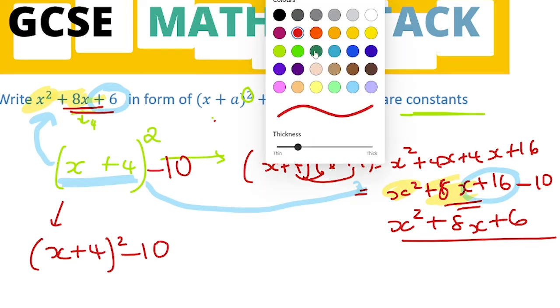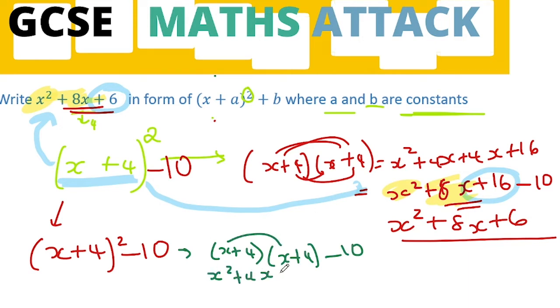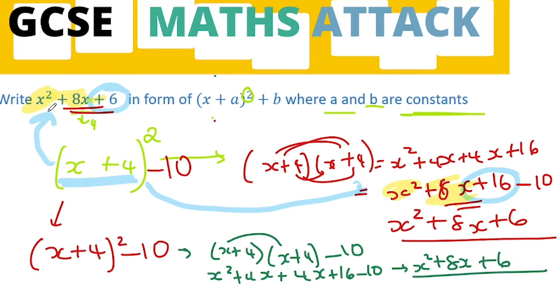What you can do is check to see if this is correct. So let's expand the bracket. I've got (x plus 4) squared minus 10. If I expand that, that would be x squared plus 4x plus 4x plus 16 minus 10, and that would give me x squared plus 8x plus 6. That is the same as this expression over here. So this is the complete the square format.